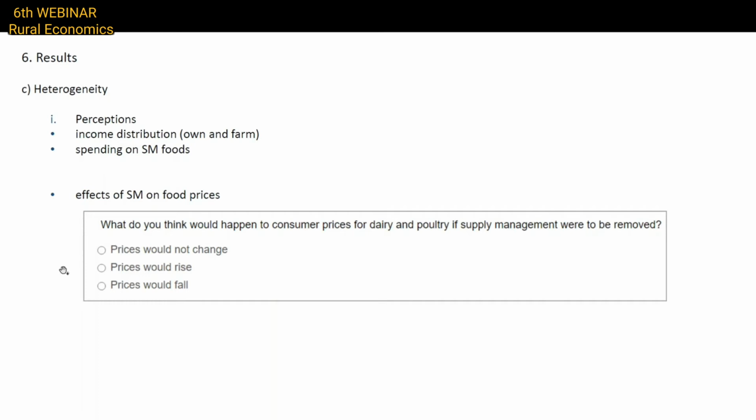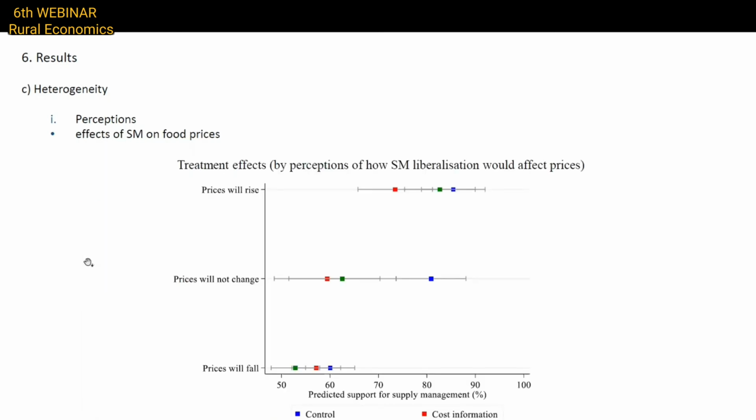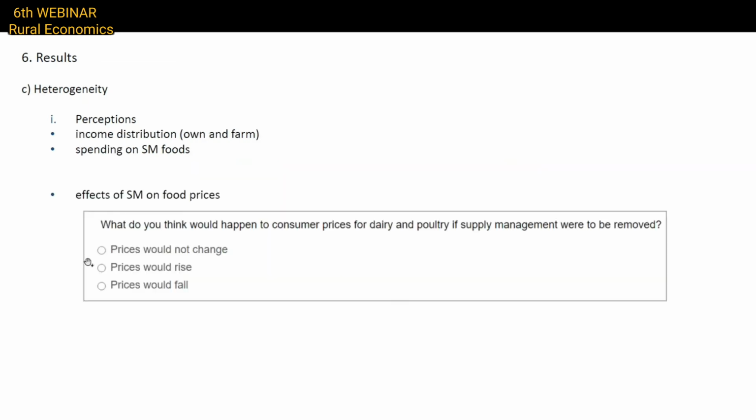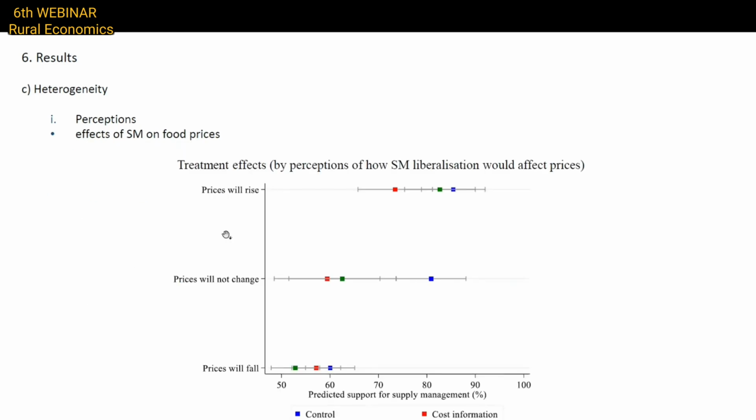Because most people agree that if this policy were gone, prices would go down. So what we're interested in is, were people who got this question sort of wrong, who misperceive the directional effects on price, more or less responsive to that cost information treatment? That's what this picture shows us. These are people who said that if you get rid of supply management, prices will rise, which most people would say is not the case. If you get rid of tariffs, prices typically go down.